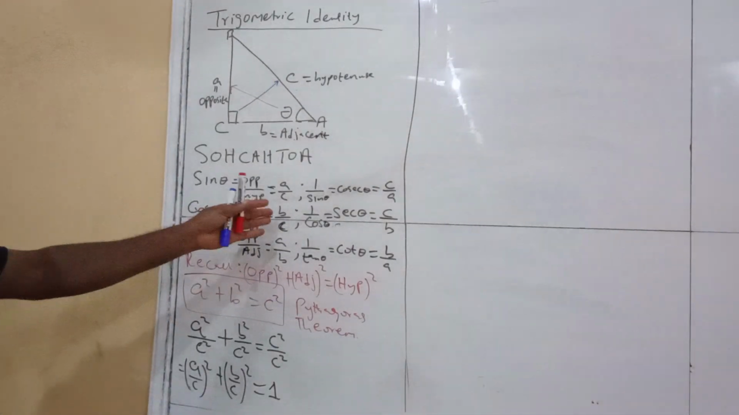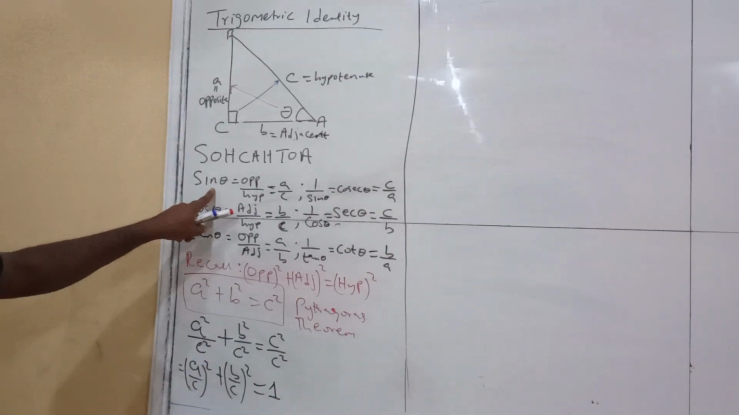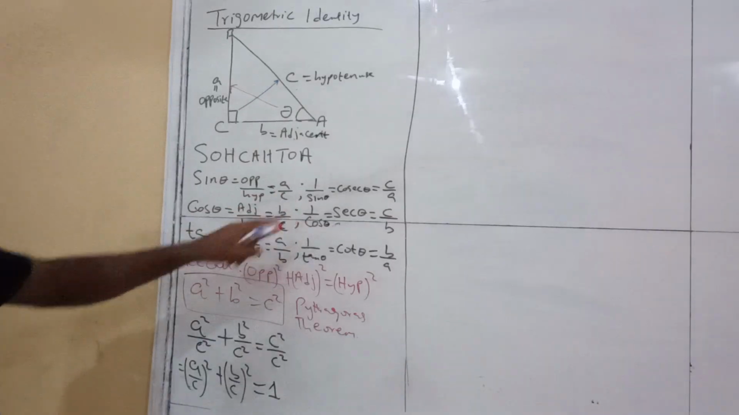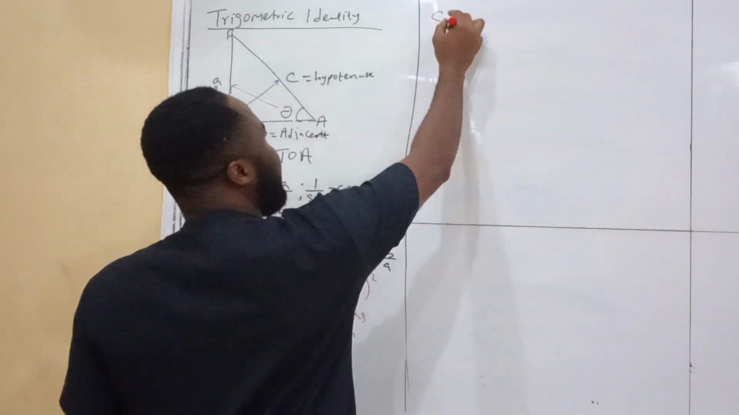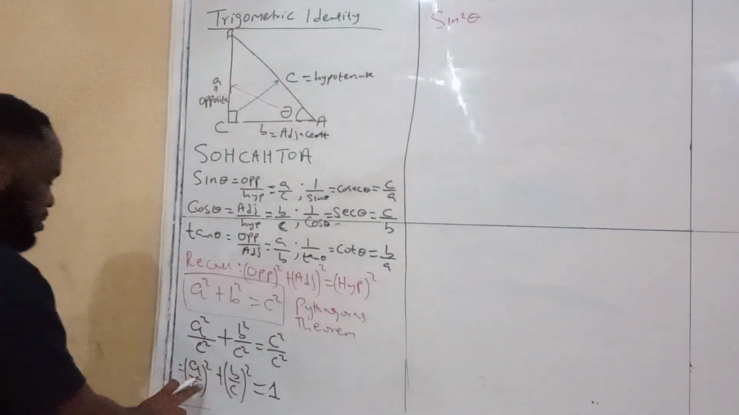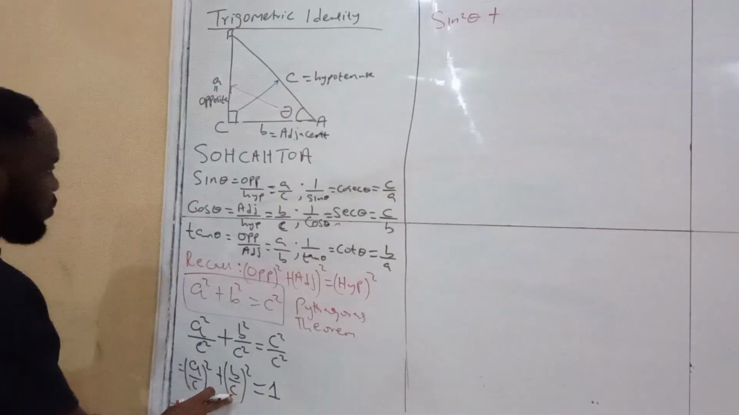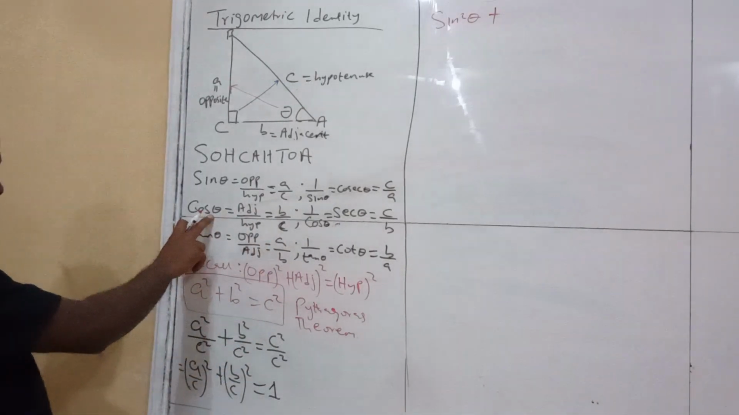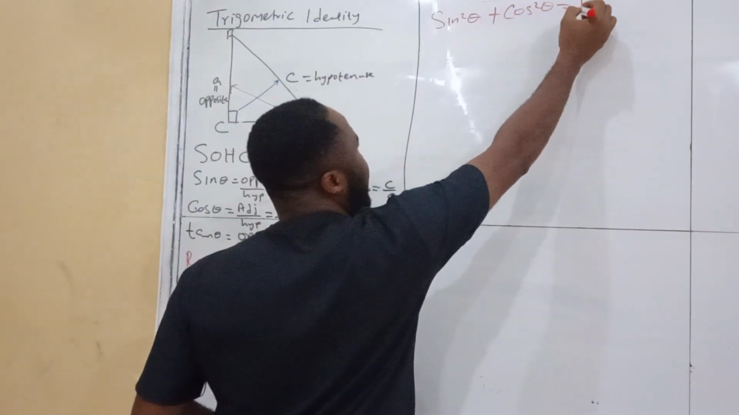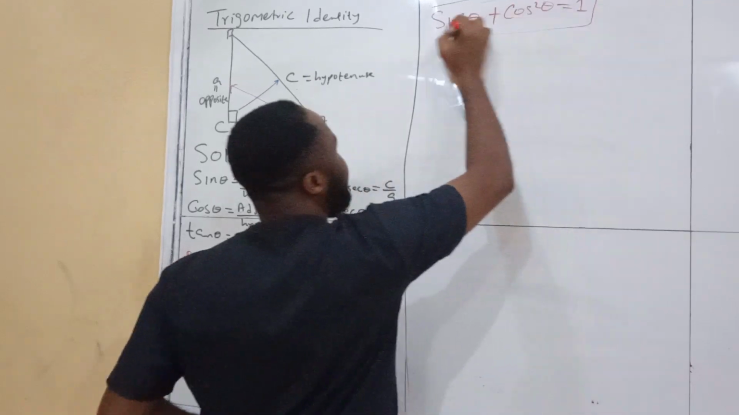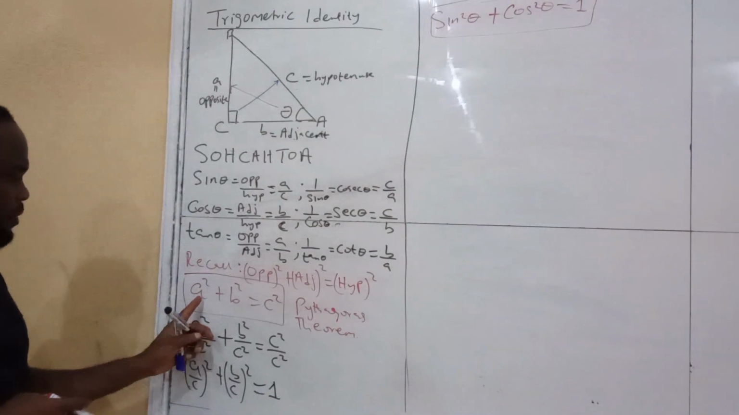Now, looking at what we have here, A over C is the same thing as sin theta, right? So we're going to replace this by sin theta. So we're going to have sine squared theta, because it is squared, right? Plus, okay? Now, what is B over C? B over C is our cos theta. So we're going to replace this by cos square theta, then equals 1. This is the first identity. Right? That's beautiful.